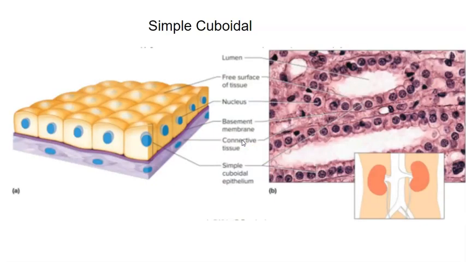Here's another slide showing slightly different sectioning. These are simple cuboidal here. You can see the basement membrane here as well. And these are also simple cuboidal, just a slightly different sectioning, a little more oblique rather than cross-sectional. But this would be the lumen or the opening. This would be the same thing, the opening.